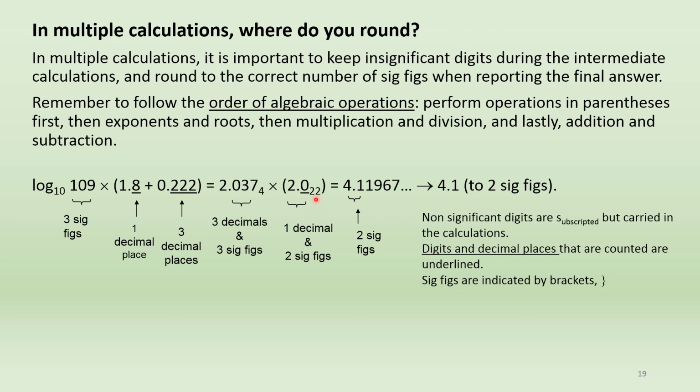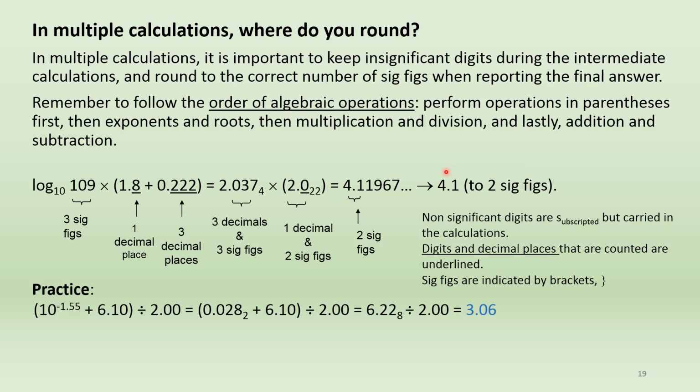insignificant 2's. Now I'm multiplying these two numbers, so I think of sig figs. There are 2 sig figs in this number multiplied by a number with 3 sig figs, just like it's the original number. So my answer can only have 2 sig figs. The multiplication is 4.11967, and that rounds to 2 sig figs, which is 4.1. Let's try a couple more.